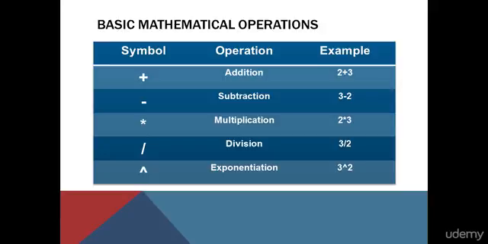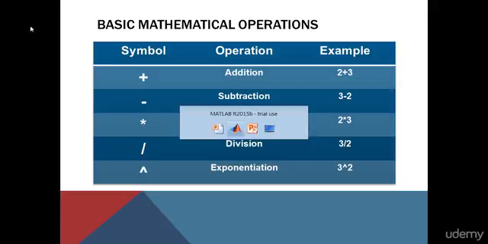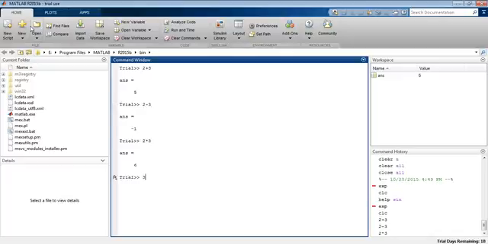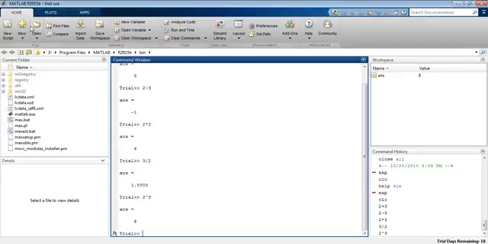For example, you can type 2 plus 3 and press enter to see the result. It is very simple. You can use other symbols to calculate basic operations: 2 plus 3, 2 minus 3, 2 times 3, 2 divided by 3, and 2 to the power of 3.